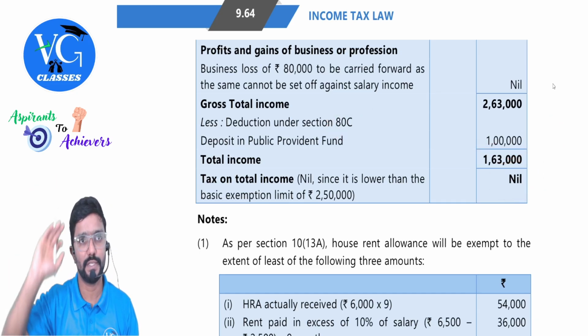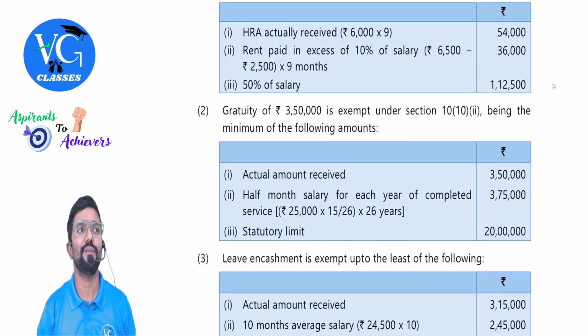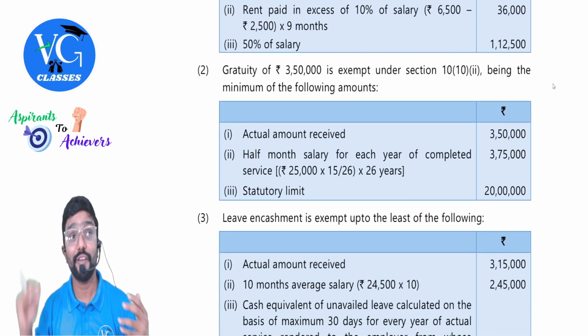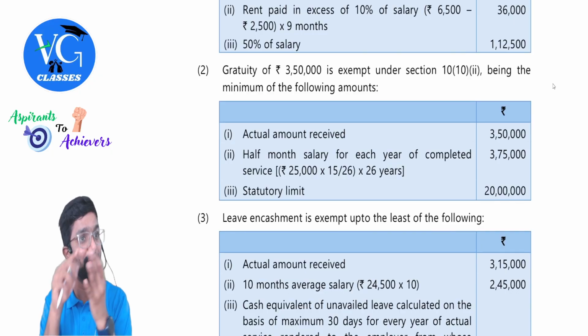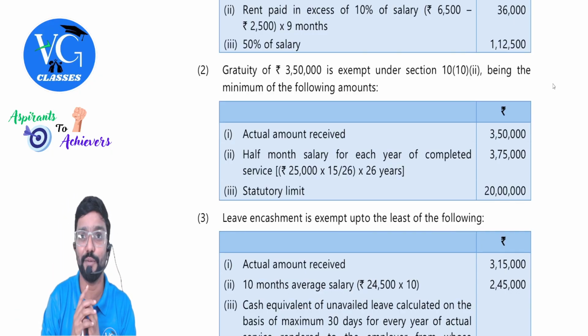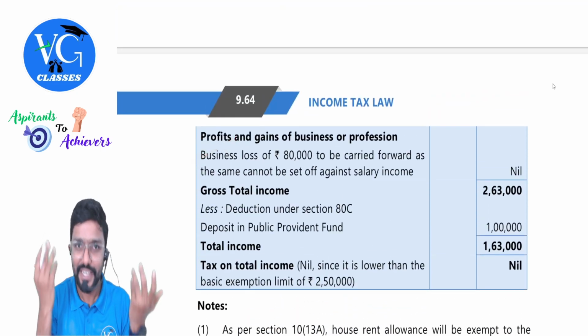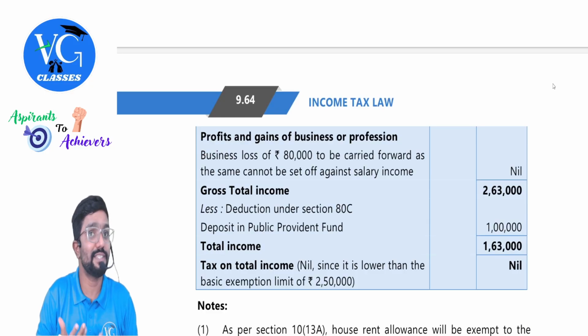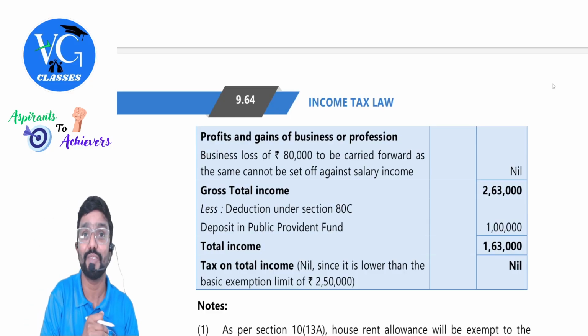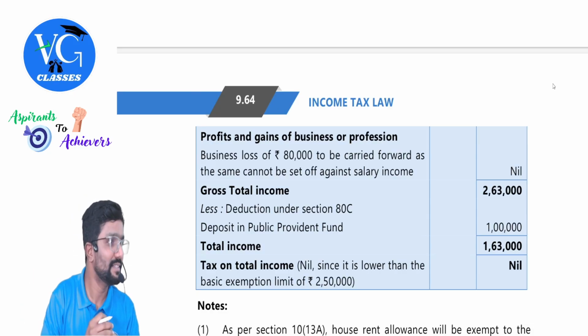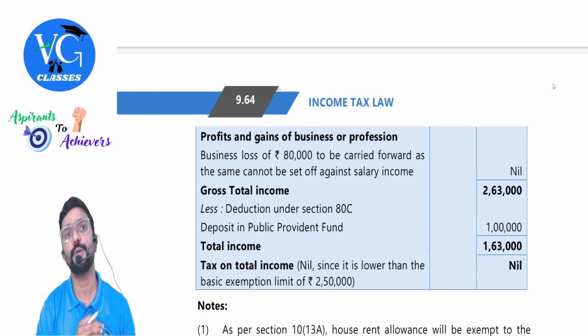Got it? Yes. This looks simple, but we have to do all this, reflecting the gratuity, leave encashment and all these adjustments, the least of the following being exempt. Even this business loss they have given actually doesn't have any effect on our answer. But still, some students might adjust it against salary income by mistake, thinking that it is a current year business loss. Clear? So small things we need to take care of.